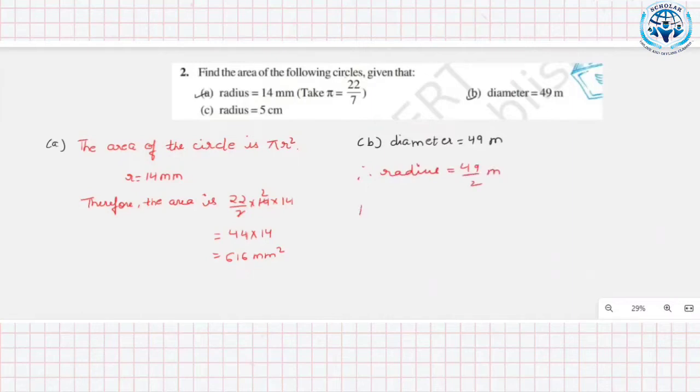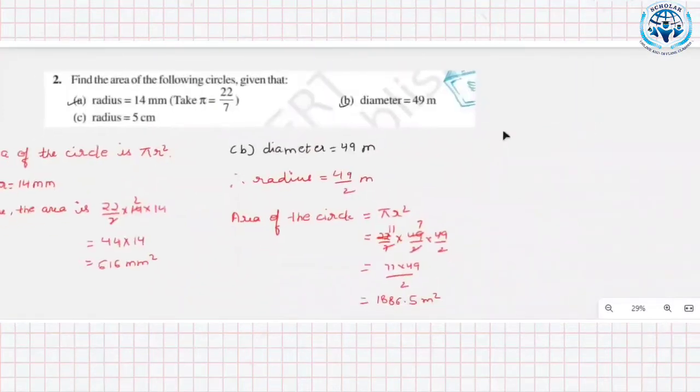Diameter is 49 meters, so the radius will be 49 by 2. Area of the circle is equal to pi r square, which is equal to 22 by 7 into 49 by 2 into 49 by 2. 2 elevens are 22, 7 sevens are 49. We are dividing and getting the answer as 1886.5 meter square. If you forget to mention the square units, you will lose your marks.